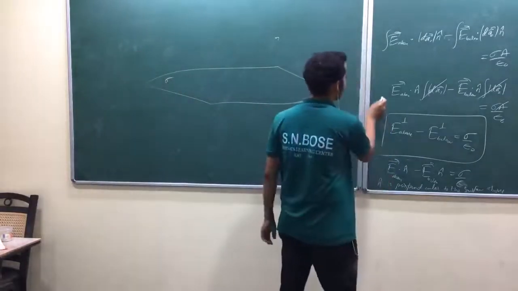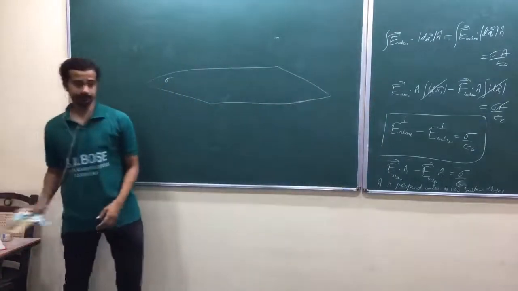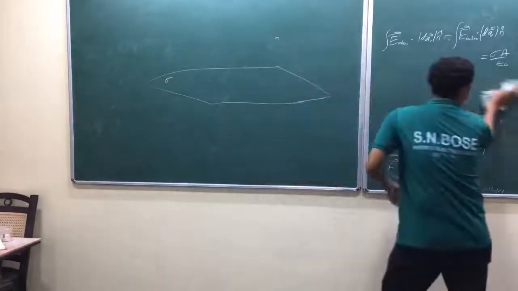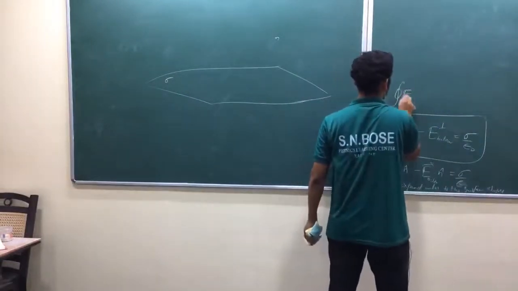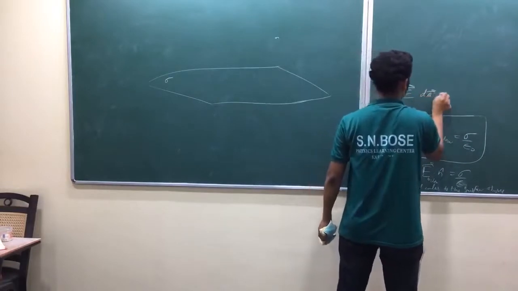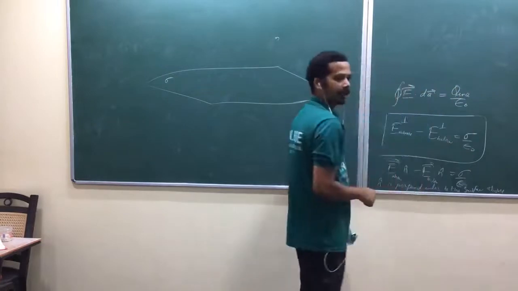Again, what is this one? This is the outcome of Gauss law. Now I better write it like this. This is the outcome of Gauss law. Just remember it like that.